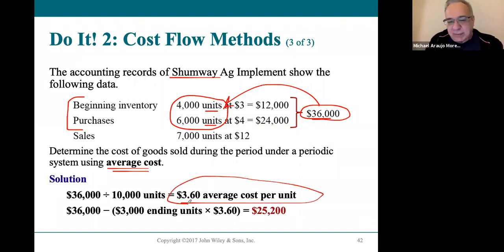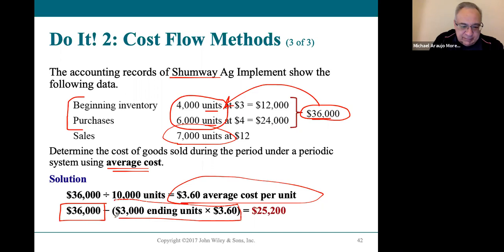There are a couple of ways to solve it. You sold 7,000 of them, so 7,000 times $3.60 will get you your answer. Your book says if you started with $36,000 worth of inventory and you have ending inventory of some amount, then the rest is cost of goods sold. They're both fine. That's what you're going to be spending most of your time on this week, so you will be spending some time on this. Anyway, questions?